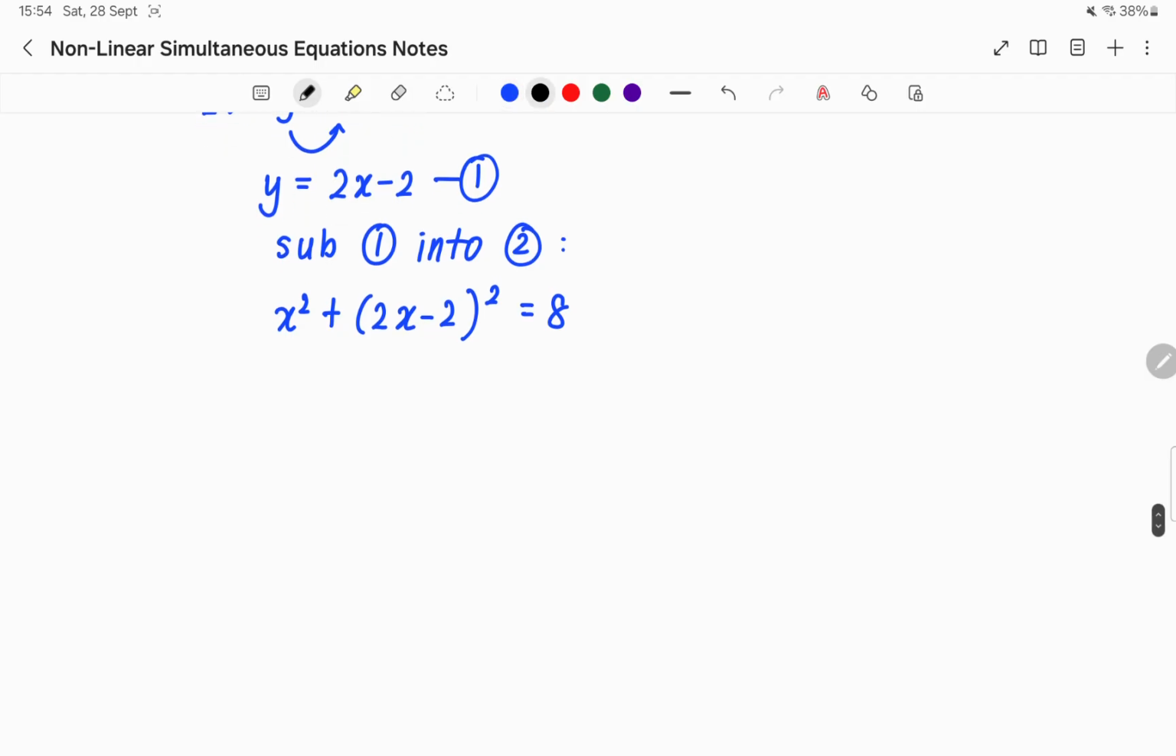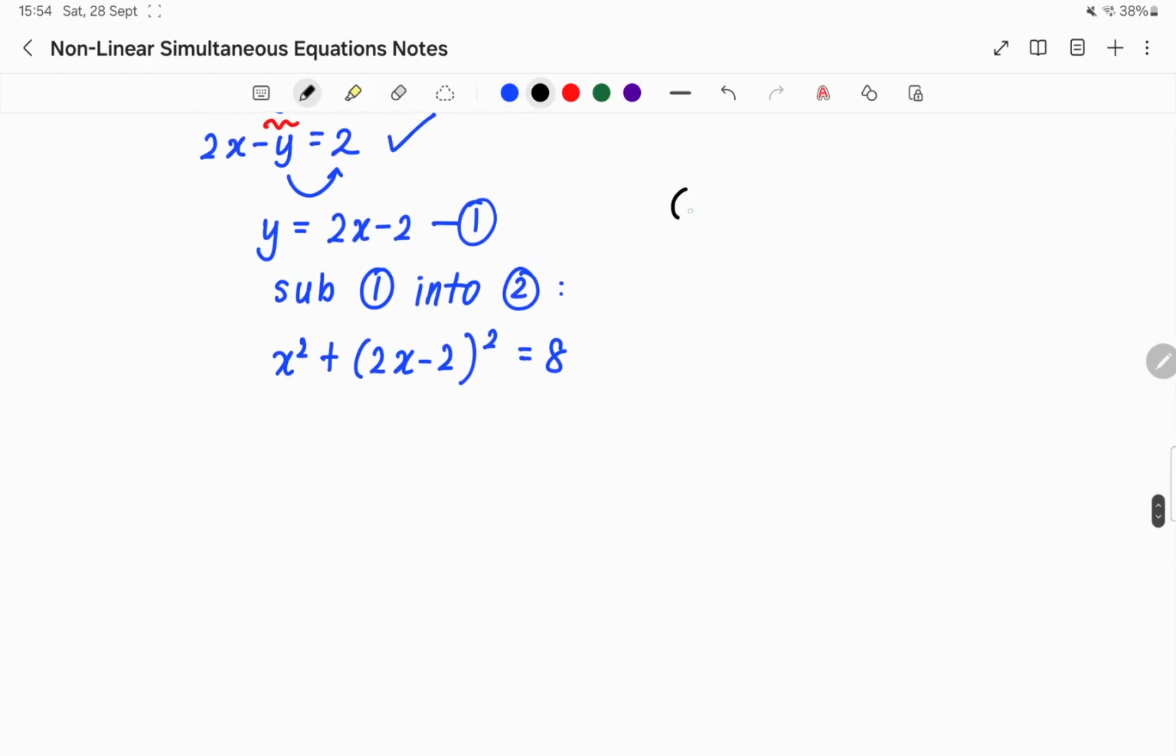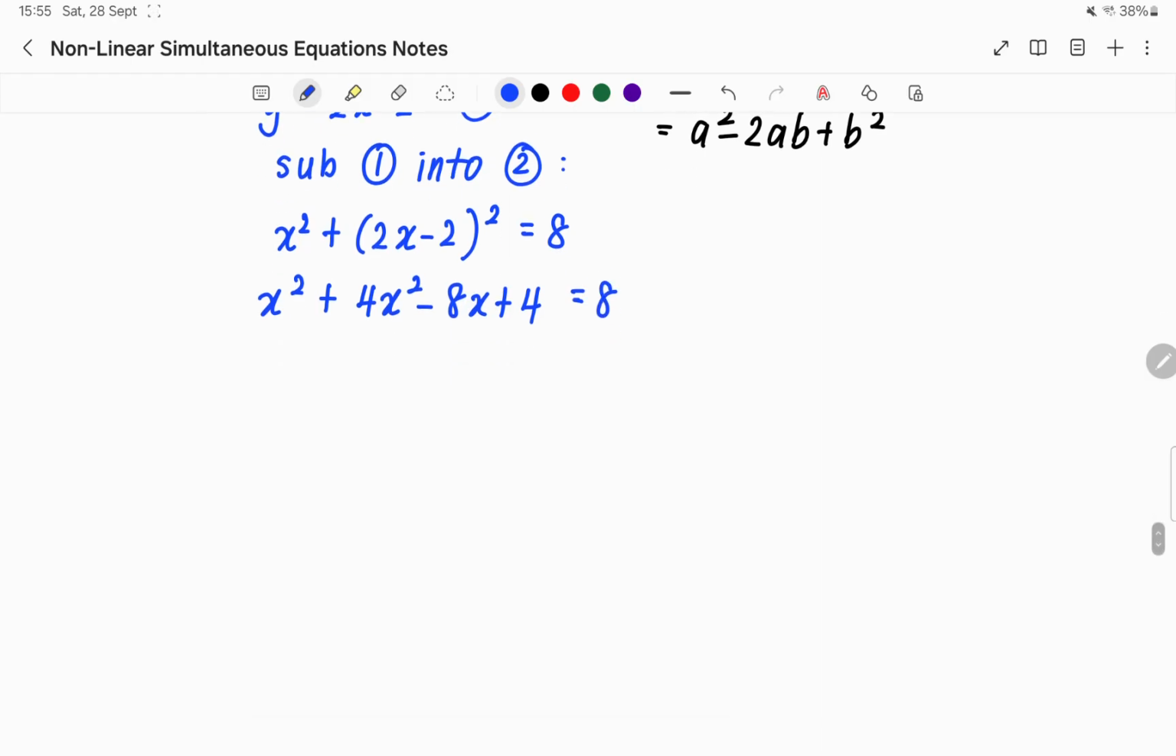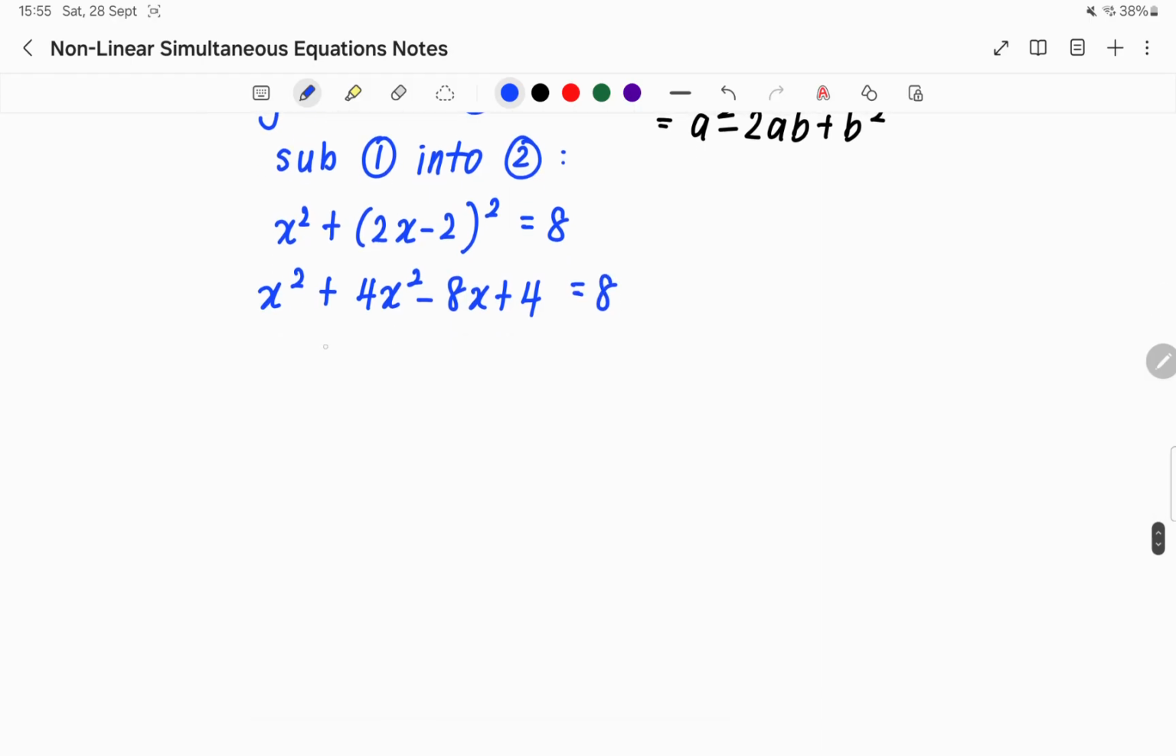Now of course over here we will expand, using the (a minus b) bracket square. So (a minus b) bracket square is a squared minus 2ab plus b squared. So we will just do that: x squared plus, a squared will be 4x squared, then minus 2 times 2x times 2, which will give a negative 8x, then plus 4, 2 squared. This equals 8. Simplify the like terms, so this will give us 5x squared minus 8x, and then 4 minus 8 will be negative 4 equals 0.